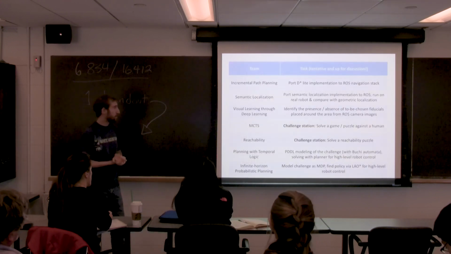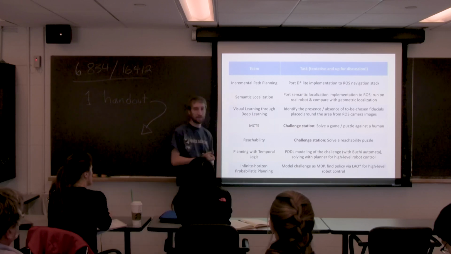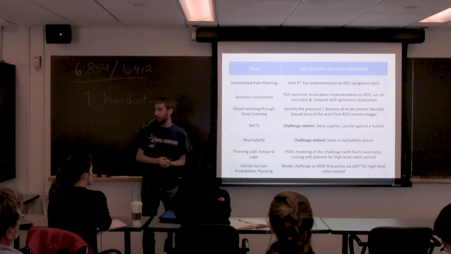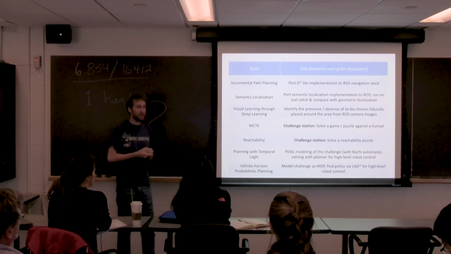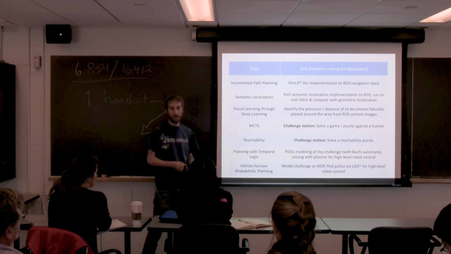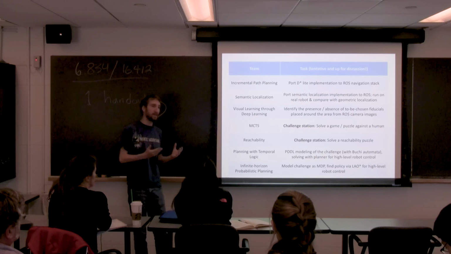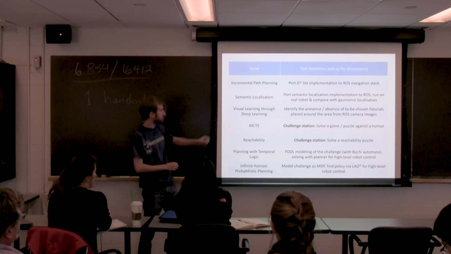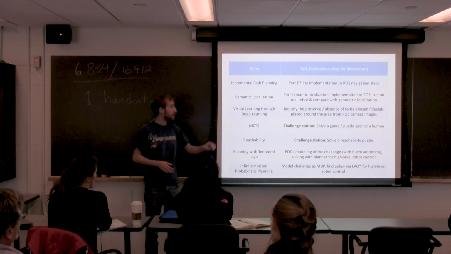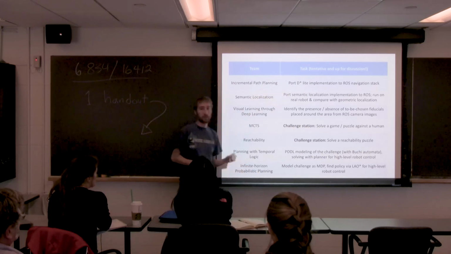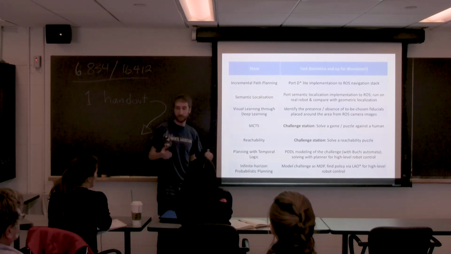So here are the proposed tasks for each group, and of course all of these are up for change. If you guys want to change it, let me know. For some of the groups, it's very clear how it would immediately apply to the grand challenge. Incremental path planning: we have a mobile robot, so maybe we can put that on the robot and get it to change its plan if something gets in the way.